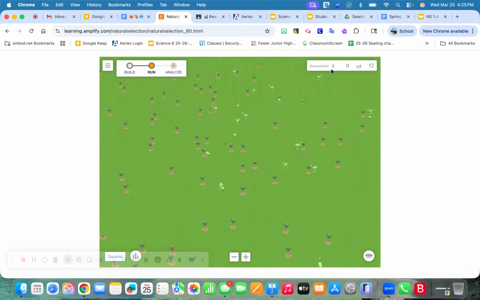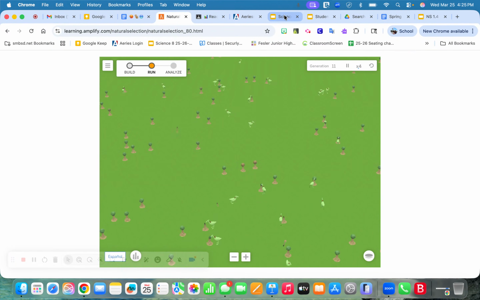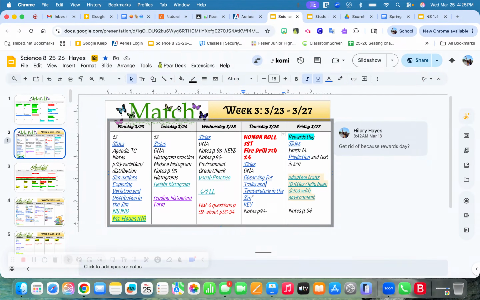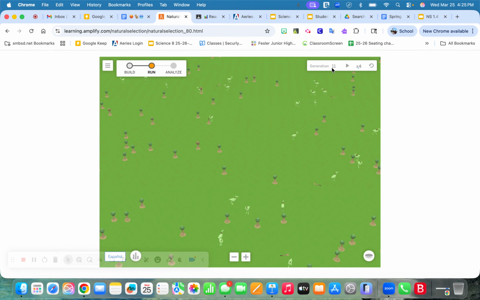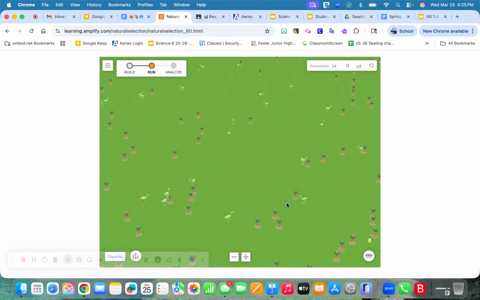The key is, notice that my generations are going along. If I switch tabs, like I go to my calendar over here and try to work on something else, but I let the sim go, it's really annoying. It pauses. It's like Edpuzzle. So you have to keep this window open the whole time.